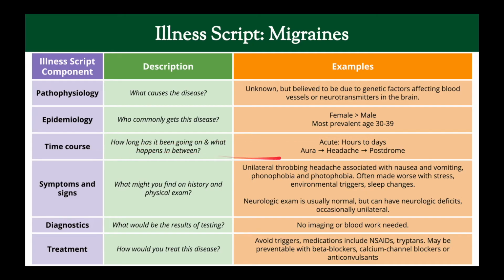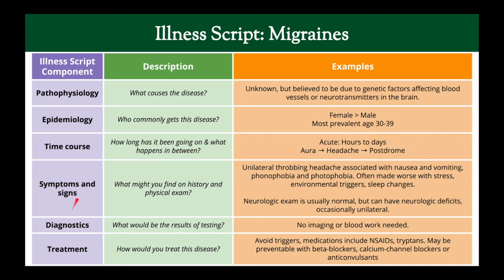The time course, it's acute onset in hours to days, meaning it's not lasting for months at a time, it's lasting for hours to days. And it starts with an aura, which is this sensation patients have that they can tell when it's coming on, then they get the headache. And then afterwards they get this postdromal syndrome.